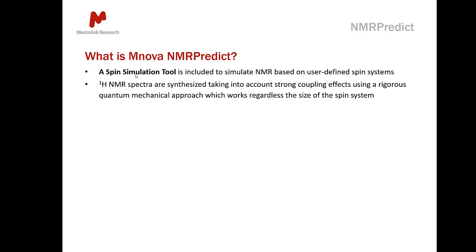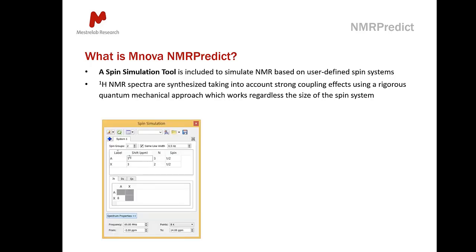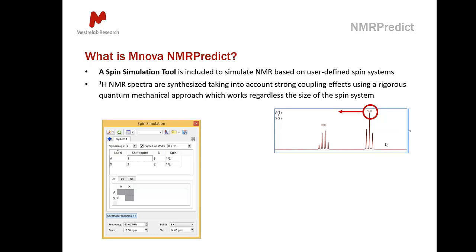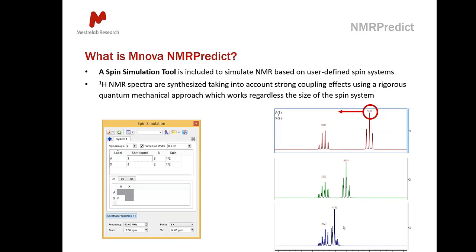Mnova NMR Predict also includes a spin simulation tool. Right, you can enter your user-defined spin systems, like the spin chemical shifts and J couplings and which kind of spins you have. Then Mnova will synthesize the spectrum, taking into account the strong coupling effects and high orders. For example, if you define the AB system, it will simulate the spectrum. And if you want to change the chemical shifts, you can just click and drag and move the peak closer to the other one. Then you will see in real time the roofing effects like that. And if you move them close enough, then you will see strong couplings.